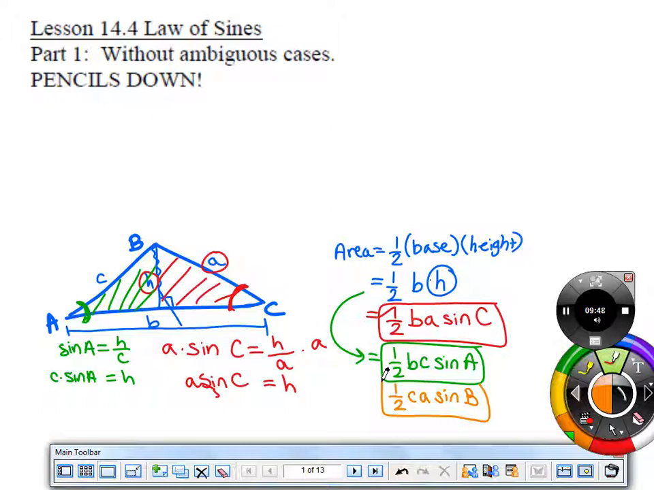And that's where we get a really cool trig relationship between sides and angles in triangles that are not right triangles. So I'll show you how that works.